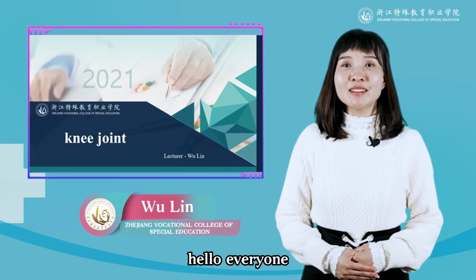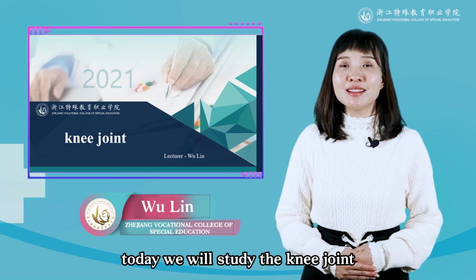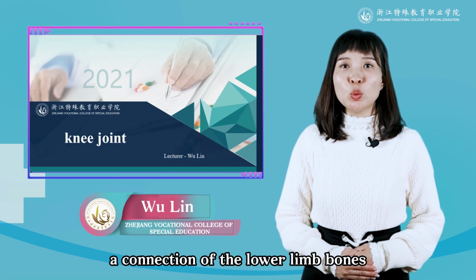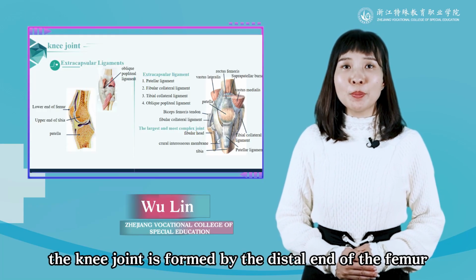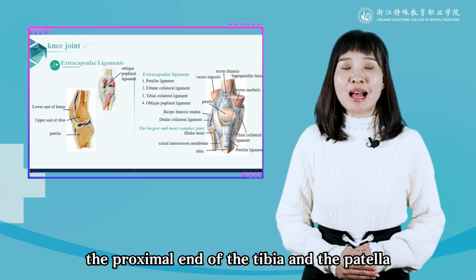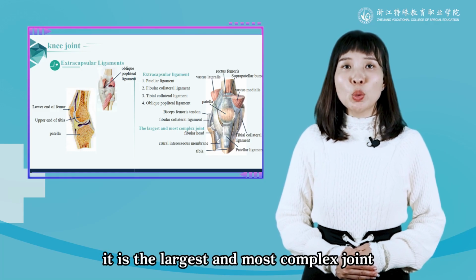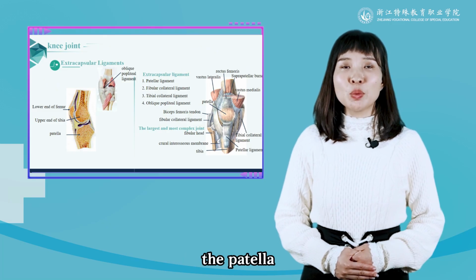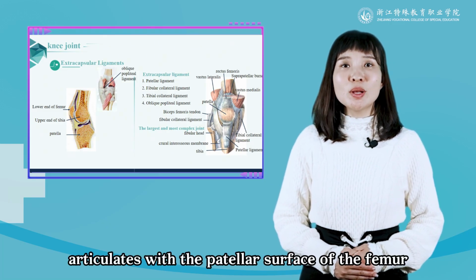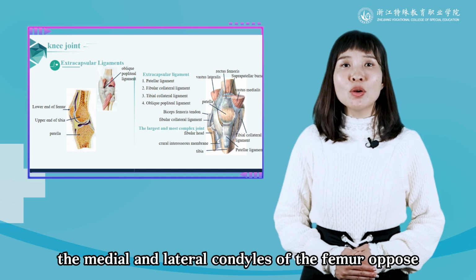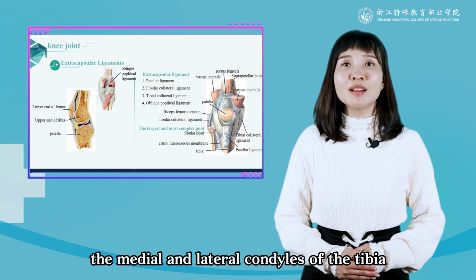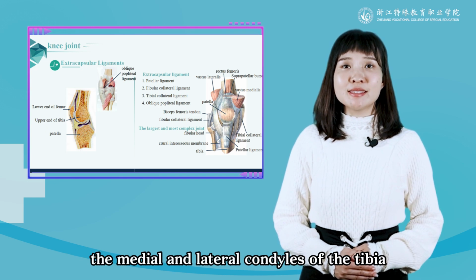Hello, everyone. Today, we will study the knee joint, a connection of the lower limb bones. The knee joint is formed by the distal end of the femur, the proximal end of the tibia, and the patella. It is the largest and most complex joint in the human body. The patella articulates with the patellar surface of the femur. The medial and lateral condyles of the femur oppose the medial and lateral condyles of the tibia, respectively.